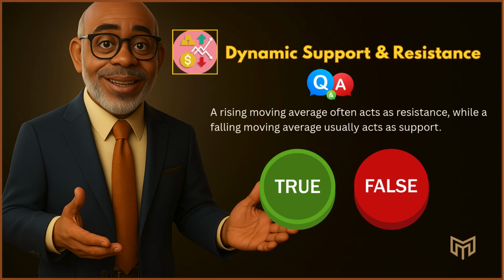Knowledge check. A rising moving average often acts as resistance, while a falling moving average usually acts as support. Is this statement true or false? You have 10 seconds to record your answer. If you ever need more time, feel free to pause the video. The correct answer is false. A rising moving average often acts as dynamic support when price approaches from above, while a falling moving average can act as dynamic resistance when price approaches from below.